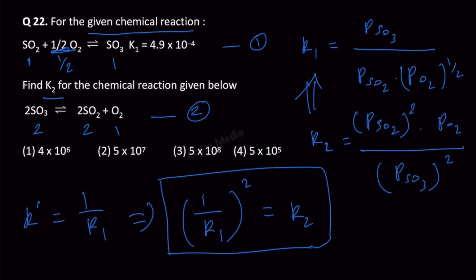Keep it in mind that when you are reversing an equation and then multiplying with a constant factor, you are not supposed to write K2 is equal to 1 by 2 times K1. That is wrong. This is a common mistake that I have seen students make. So, do not make that mistake. If we are multiplying an entire equation with a constant factor, then you need to square it. You are not supposed to multiply it. Okay? So, this is something you need to be careful about.